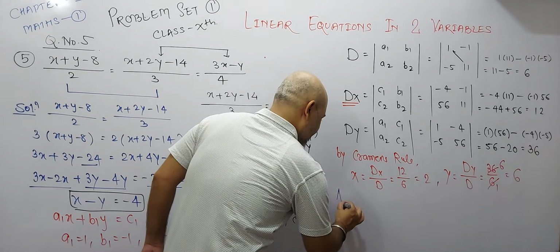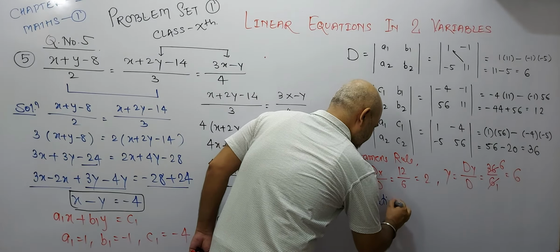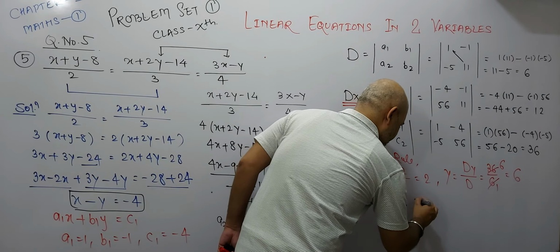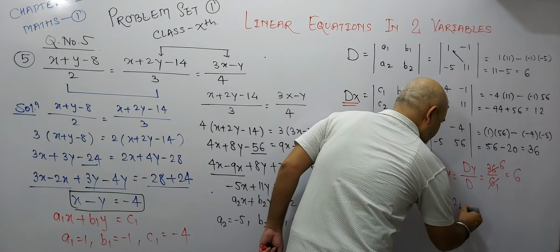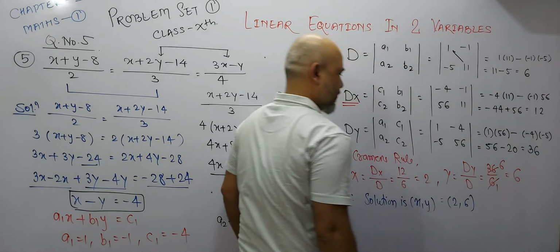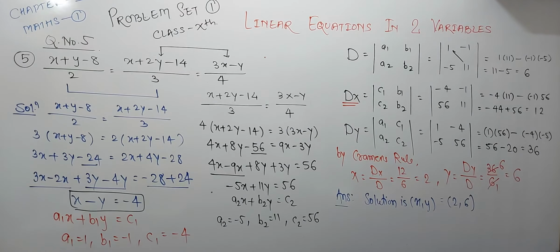So write the answer. Finally write the answer. Solution is, that is x comma y, where we are having x is 2 and y is 6. Okay students. So this is the question number 5 of problem set 1. We have completed all the questions of question number 5 here. Now in the next video we are going to solve question number 6.